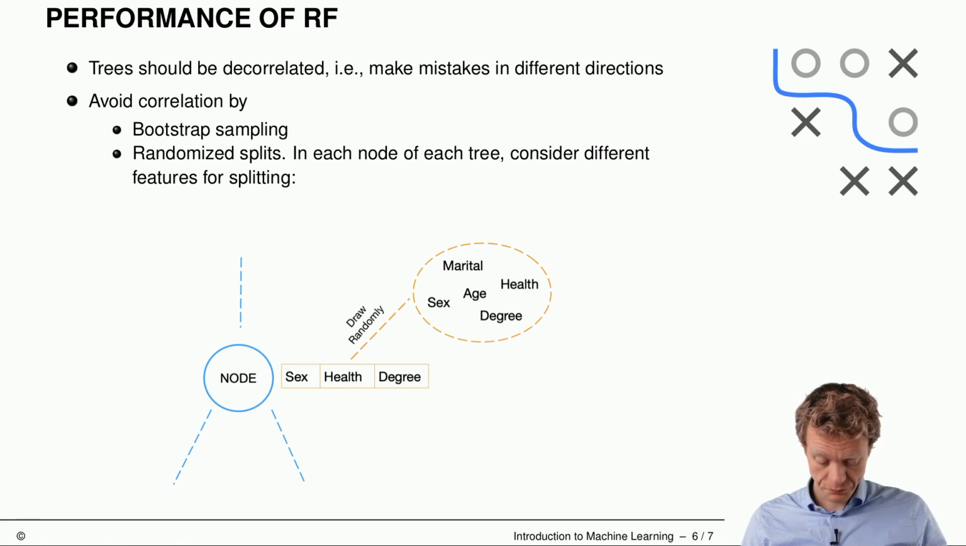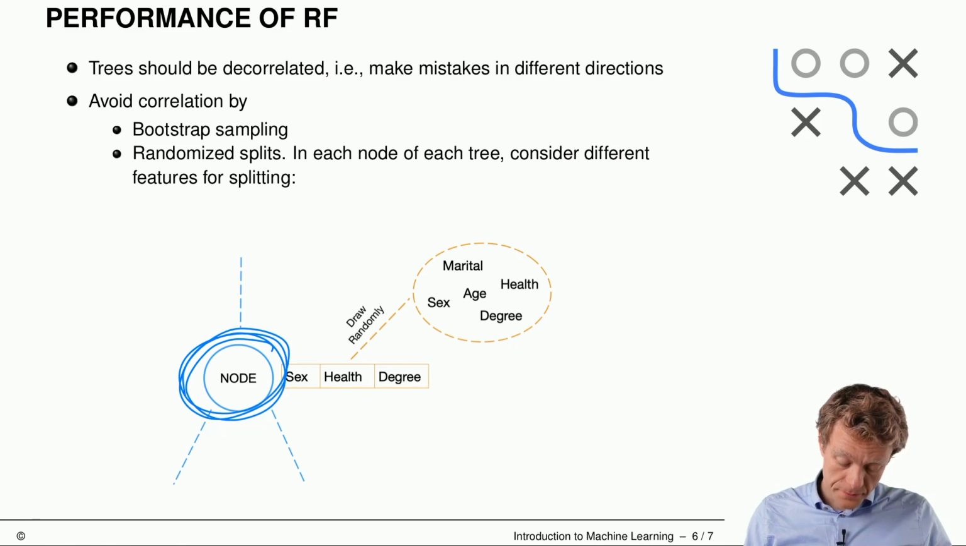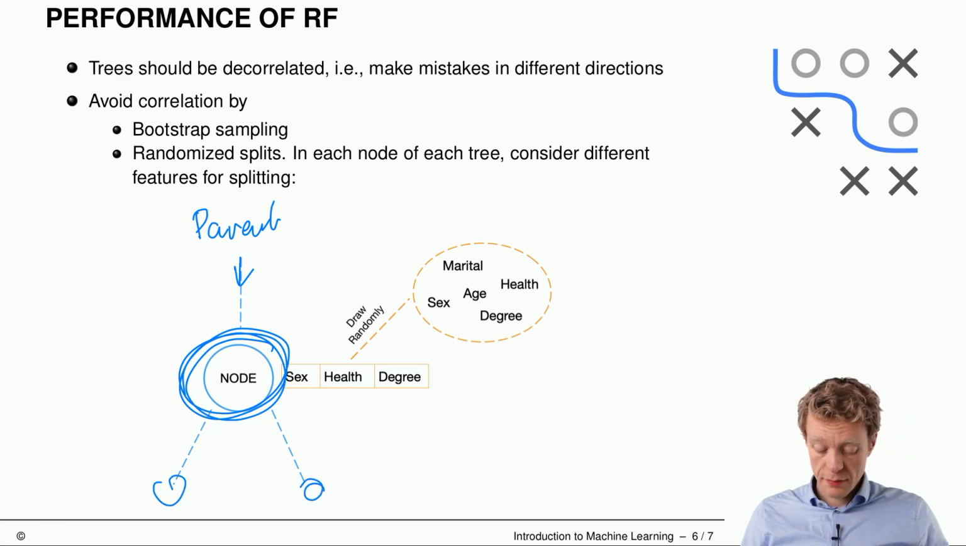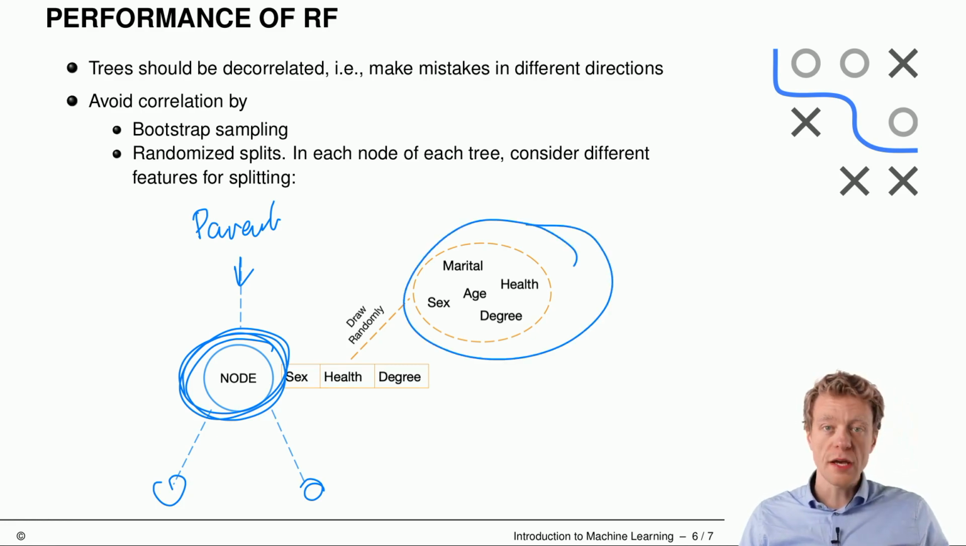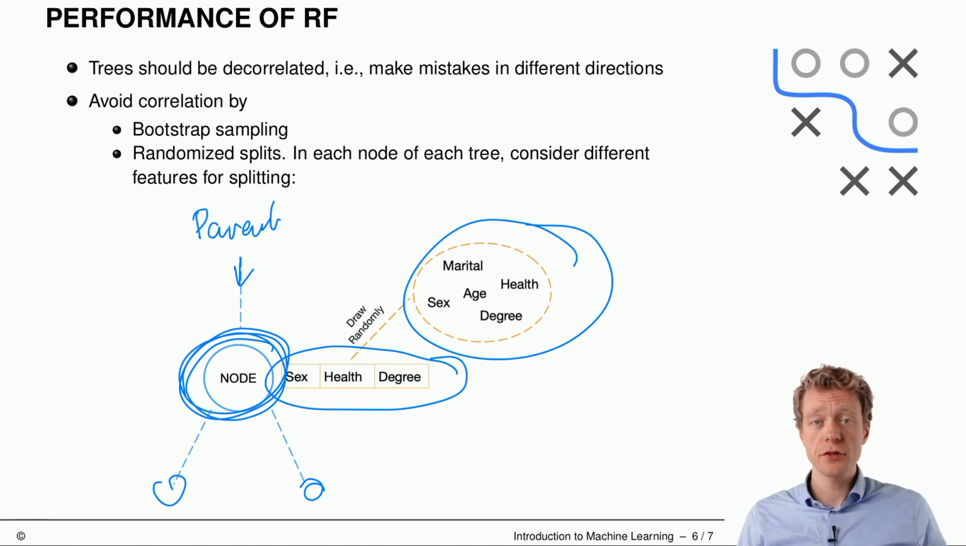What's randomizing splits? You see here a node of a tree. Here's the parent. Data feed in here, and here we have some child nodes. In this node, we have 6 features available in the dataset: marital status, health, age, sex, and degree. When searching for the best split in this node, we do not search over all possible features, but first we randomly draw some of those features. How many features we draw is then a hyperparameter. Let's say we draw 3 features here. So we have a random selection of the features, and we just search for the best splits inside these 3 features. And we do this for every node in every tree. We take a new sample in every node in every tree, which also decorrelates the trees.